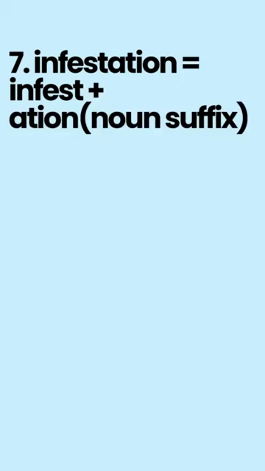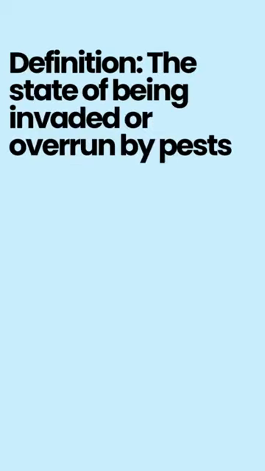7. Infestation. Noun, with the suffix -ation. Definition: the state of being invaded or overrun by pests or unwanted organisms. Example sentences: The house had a severe infestation of termites. Are you dealing with an infestation at home?